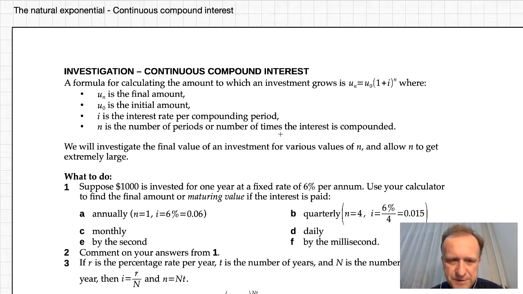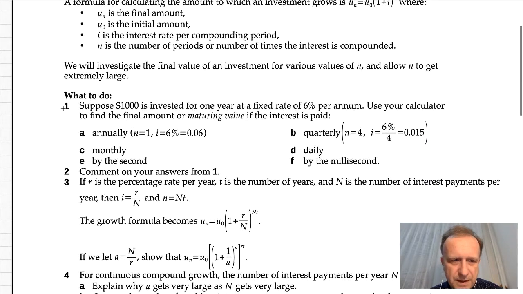balance of the account. Okay, we will investigate the final value of an investment for various values of n and allow n to get extremely large. Okay, so what to do? Let's start with part 1. Suppose $1,000 is invested for 1 year at a fixed rate of 6% per annum. Per annum means per year, so it's 6% per year.